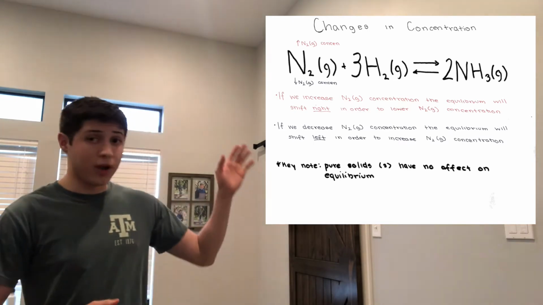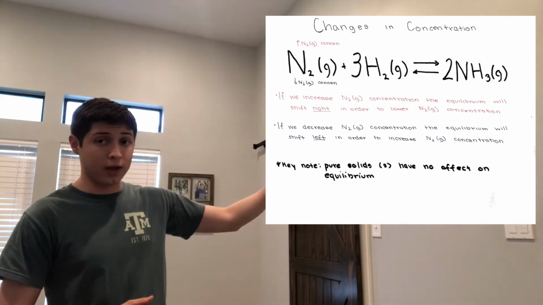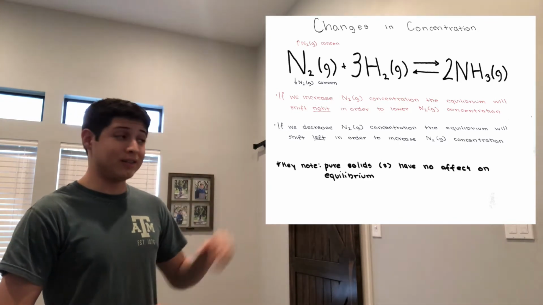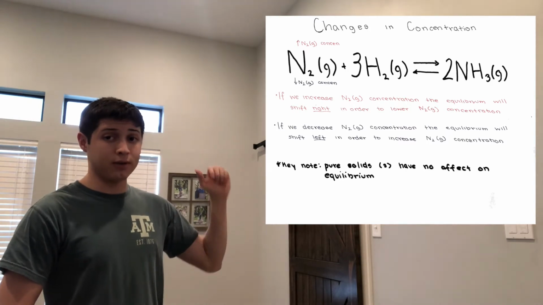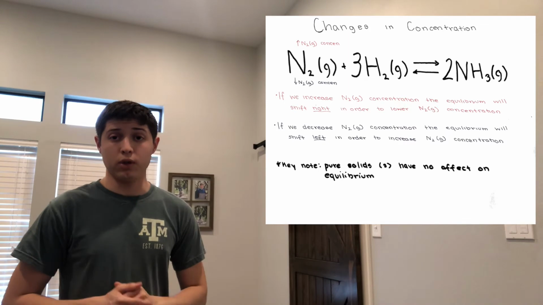As we can see here, we have dinitrogen gas. If we were to increase its concentration, then we would shift towards the right, towards our ammonia. However, if we were to decrease the concentration, then we would shift towards the left. It's also important to note that solids do not affect the equilibrium point.